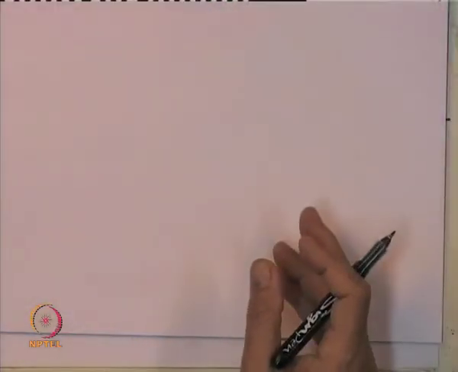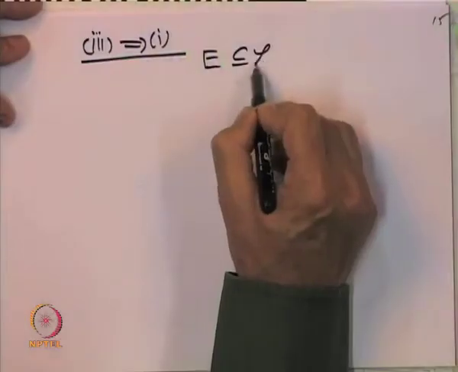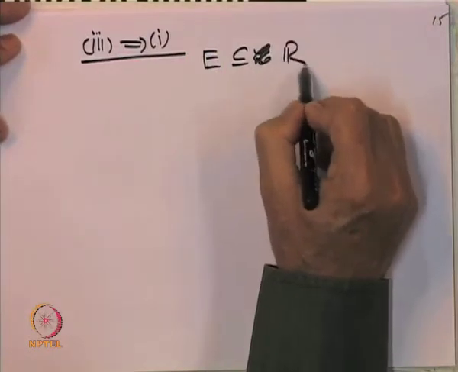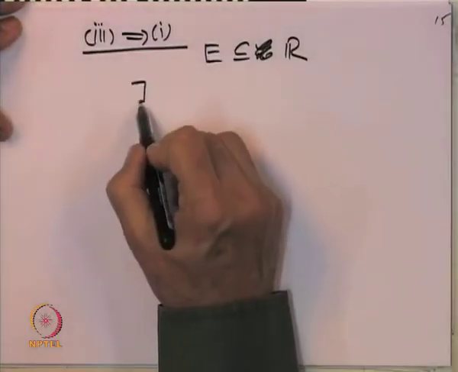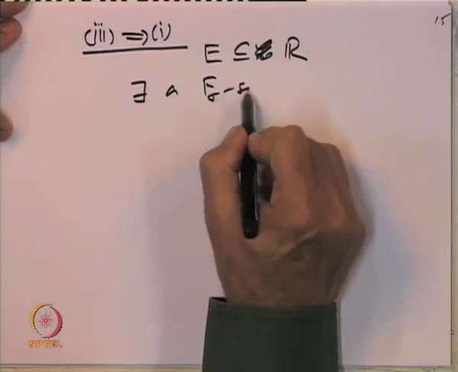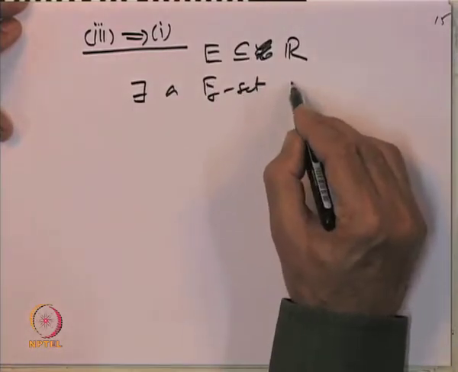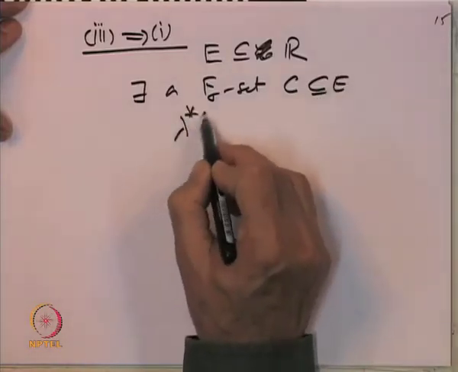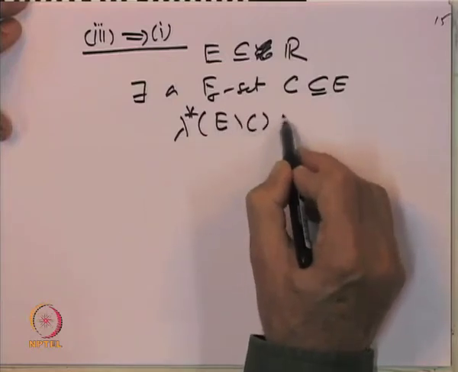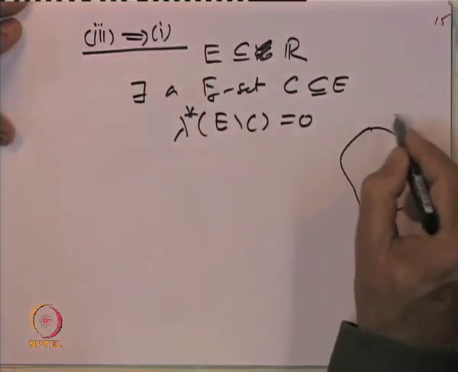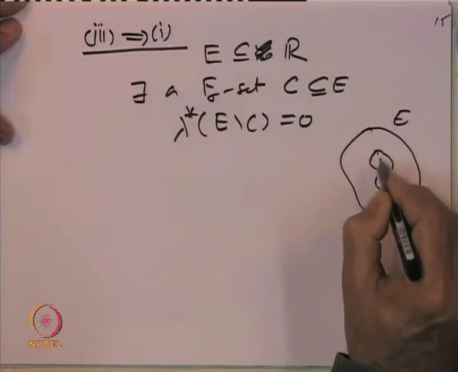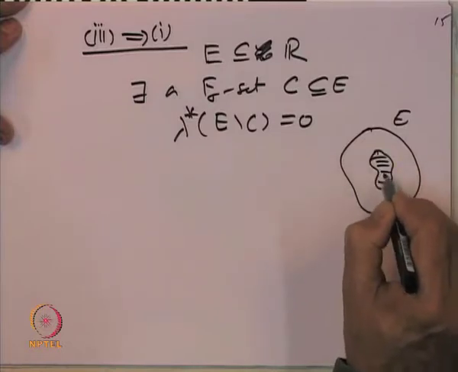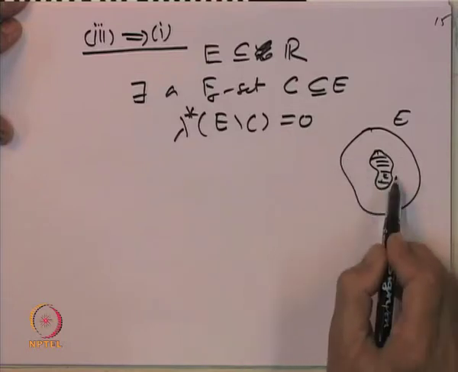And finally, let us prove that 3 implies 1. So, E is a subset of the real line with the property that there exists an F sigma set C contained in E with the property that lambda star of E minus C is equal to 0. So, here is the set E, and I have got a set C inside it, such that the difference has got measure 0.